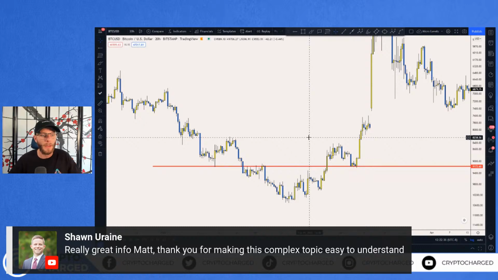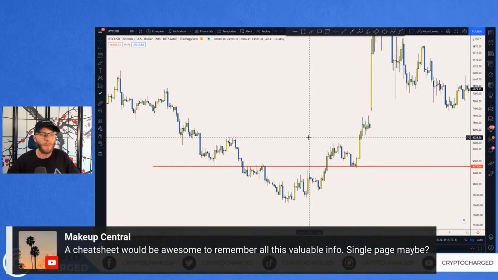A cheat sheet would be awesome to remember all this valuable info. Single page, member, maybe yes. So I actually am working on a pre-trade checklist. I have one already made. Our producer Gavin loves it. He's a big fan of this checklist that I made, but I want to simplify it a little bit for you guys to cover some of the rules that I have for my own trading. And it's important to have rules for your own trading because if you don't, you're just going to make willy-nilly decisions. You need to have concrete rules that you can even check off on a checklist, and those are going to be helpful. So that's definitely something that's coming, and something that I'm working on. I just want to make sure that it's really top notch for you guys, and it's really going to help you out.